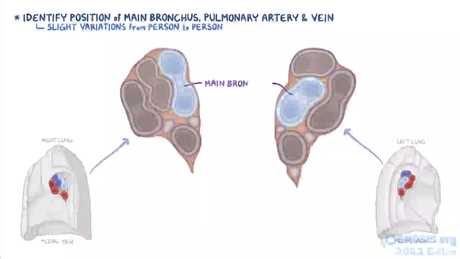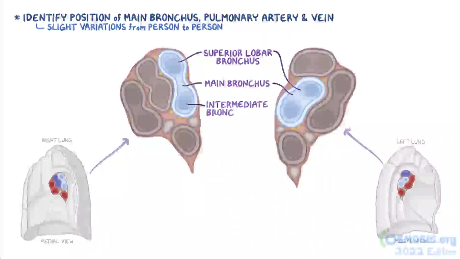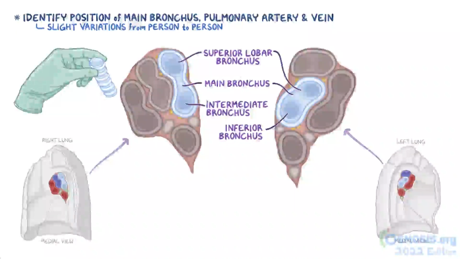First, the main bronchus is typically against the posterior middle boundary in both lung roots. Depending on the precise location of the section, you may see the main bronchus dividing into the superior lobar bronchus and intermediate bronchus on the right, and into the superior lobar bronchus and inferior lobar bronchus on the left. On anatomical dissection, the bronchus is easiest to identify due to its firm cartilaginous structure when feeling it.